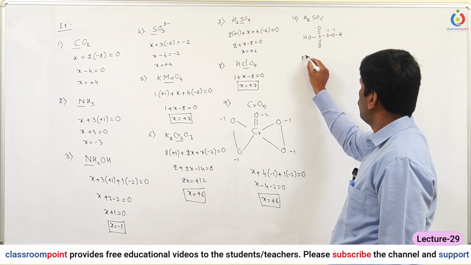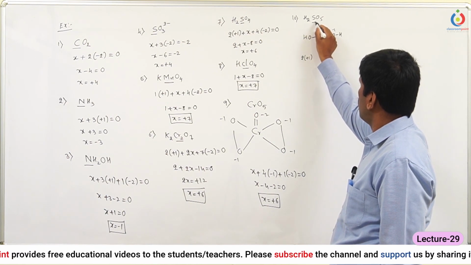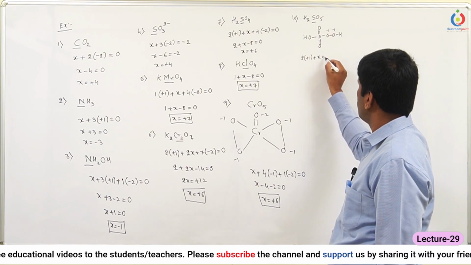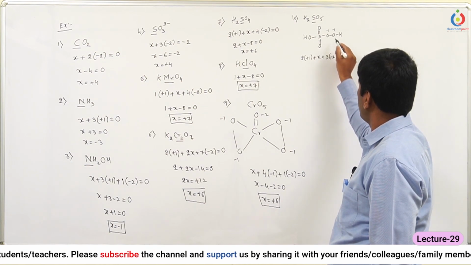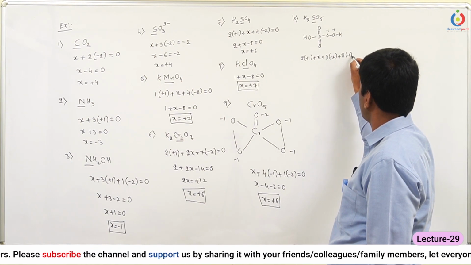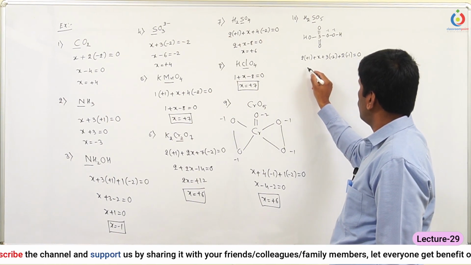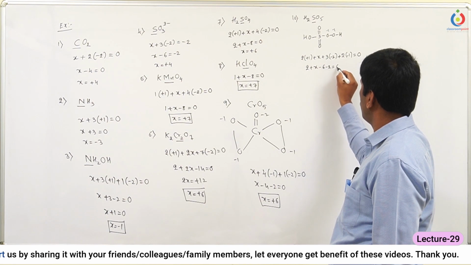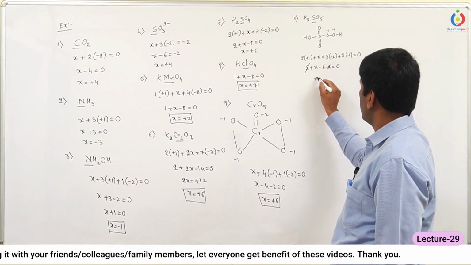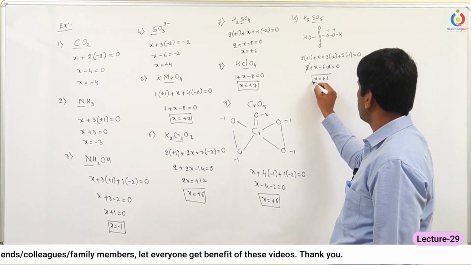So let us take 2 hydrogens, plus 1. Sulfur, let us calculate, X, plus 3 oxygens, 3 into minus 2, plus 2 oxygens, 2 into minus 1. This value equals 0. So 2 plus X minus 6 minus 2 equals 0. So X equals plus 6.